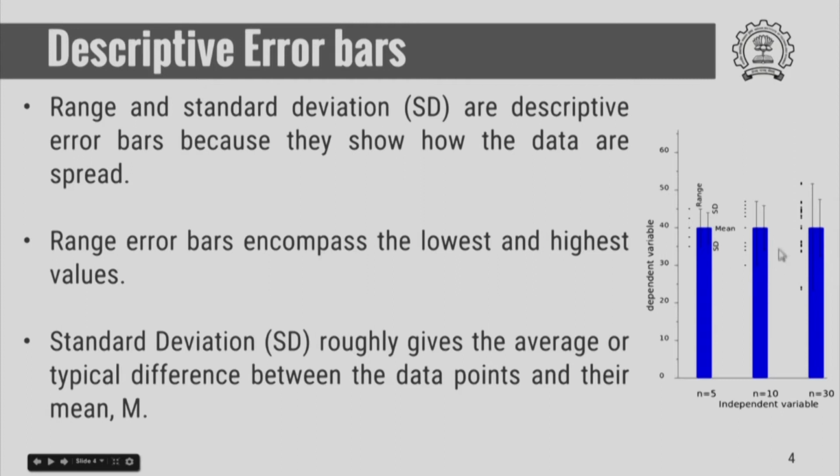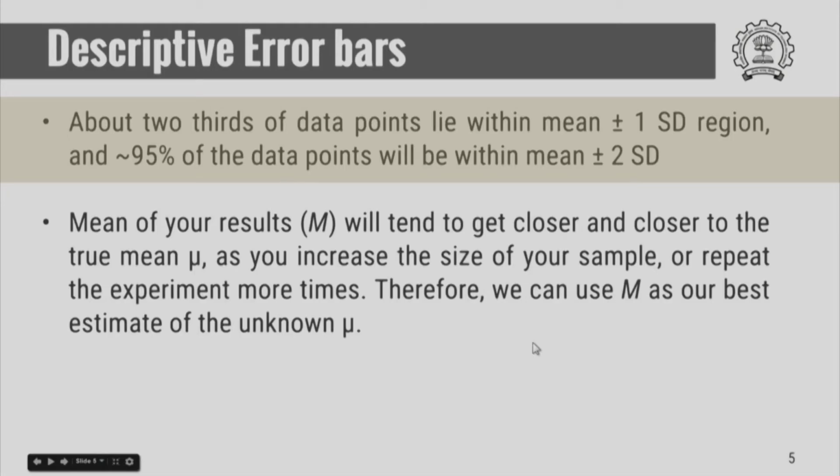The important thing to remember here is that as you are changing the sample size from n is equal to 5 to n is equal to 10 to n is equal to 30, your range error bar is increasing. However, your standard deviation error bar more or less remains constant. Important thing about the standard deviation is that about 2/3 of data points lie within the mean plus or minus 1 standard deviation region, and roughly 95% of data points will be within the mean plus or minus 2 standard deviations.